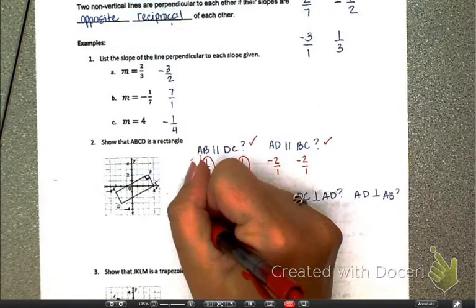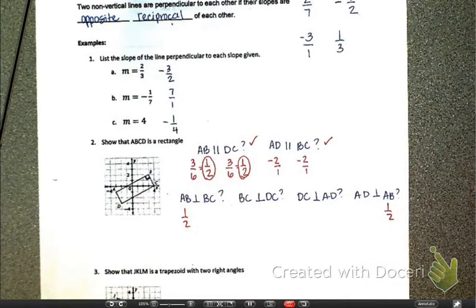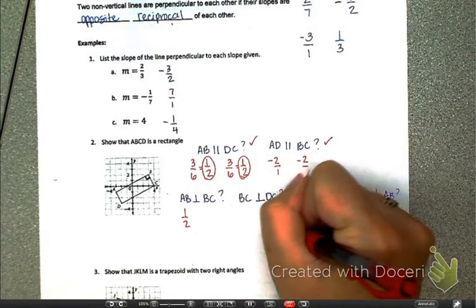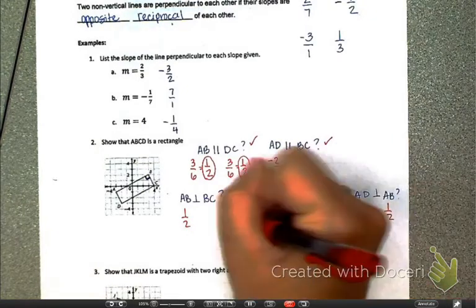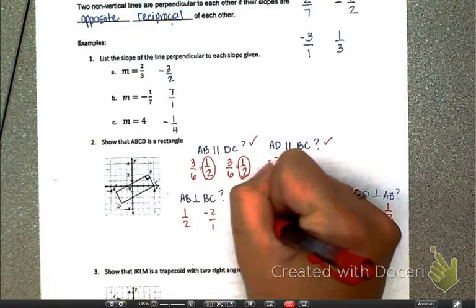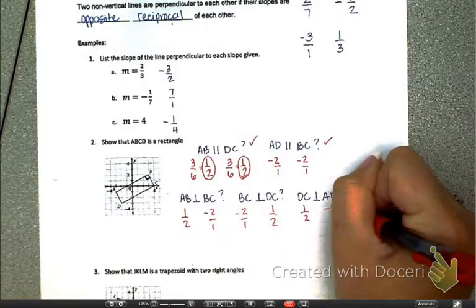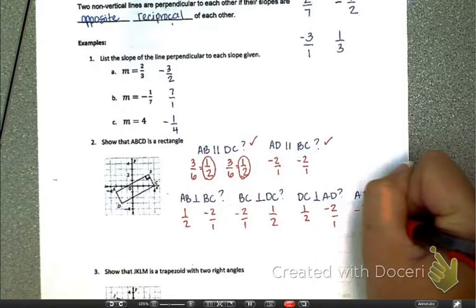I know AB is 1/2. I know DC is 1/2. I know BC is -2 over 1. And I know AD is -2 over 1. I don't have to find anything again. I'm just filling it in.